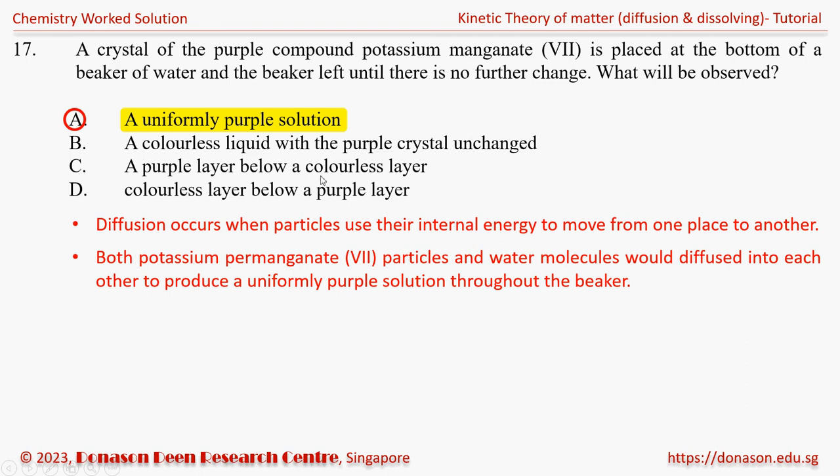A purple layer below a colorless layer, if that were to happen, then we know that diffusion is not occurring and that the particles are not moving. In fact, we will end up proving that the particulate nature of matter, where the particles possess internal energy, is not true. So that's why option C is not going to happen.